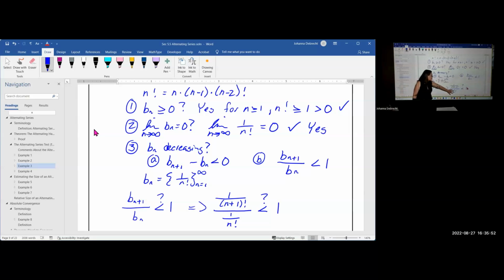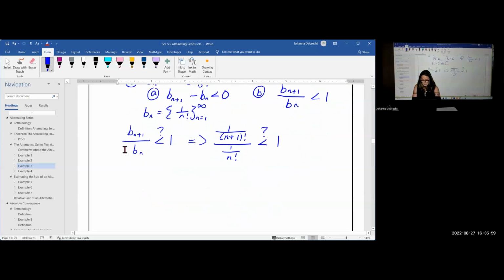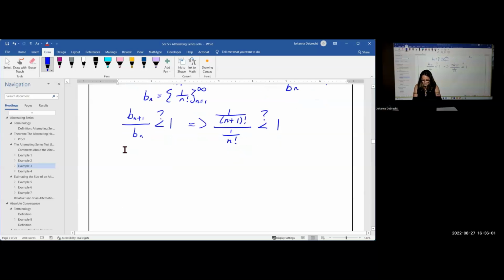Now, this gives me a complex fraction, which we've seen before. You get them all the time in the limit comparison test. And so now what we're going to do is we're going to simplify that, and we're going to take the denominator of the denominator and move it to the numerator.